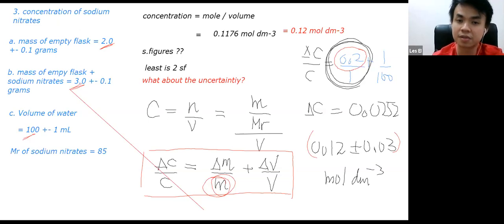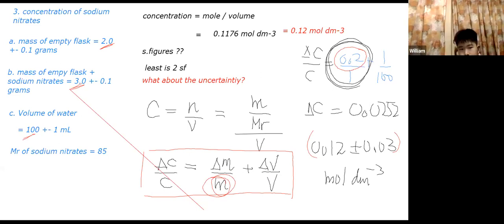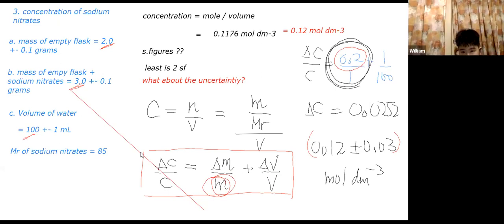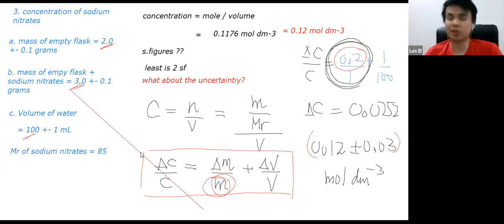Sir, for B, why is the uncertainty 0.1? Sorry, for what? For B. What is that 0.1? Oh, the mass of the empty one. Oh, then I just consider it as 0.1. I just gave you a random value.